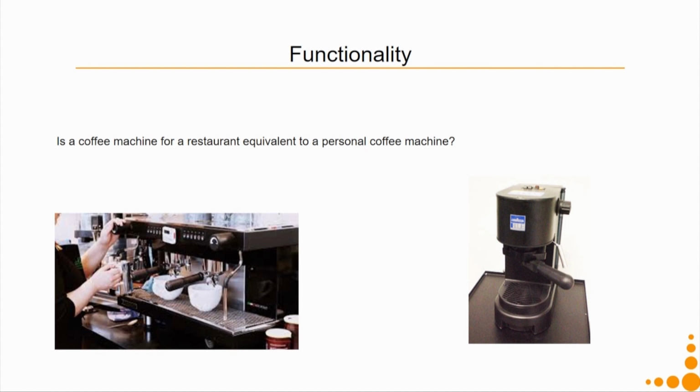So, consider the first coffee machine. These are 2 coffee machines. The first coffee machine is supposed to be used in restaurants. The second coffee machine is a personal coffee machine that you can use at home or in small offices, and it can make 1 cup of coffee in one go. It is also a slow machine, whereas the other machine will be much faster because it is a restaurant construct. So, is a coffee machine for a restaurant equivalent to a personal coffee machine? Can I do an LCA of these 2 products and compare them against each other? No, because in terms of functionality they are very different.